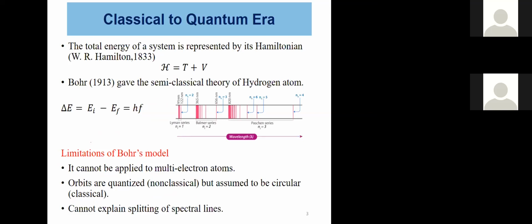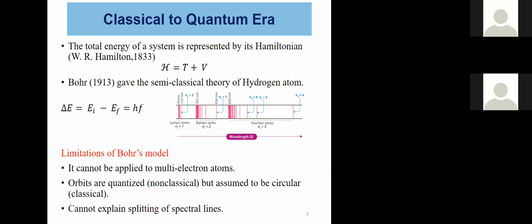Hamilton gave the famous Hamiltonian for any system. That is nothing but the total energy, the kinetic energy plus the potential energy. It was given long back, around 1833. At that time, people were doing experiments, mostly in the early 19th century. They used to study atomic spectra and molecular spectra. There was a lot of data for atomic spectra, especially hydrogen, helium, iron and many metals.